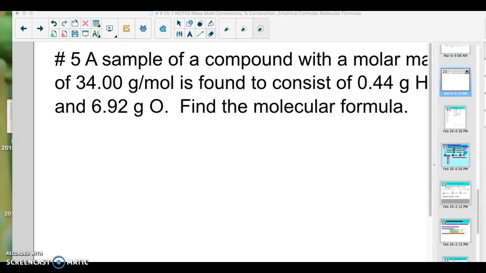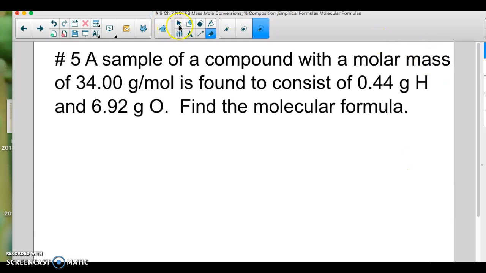Hi, this video is about how to figure out an empirical formula and then figure out a molecular formula from that. This question corresponds to your worksheet called Empirical and Molecular Worksheet, number 5. In the question, they're telling me that I have a compound that has a molar mass of 34. That means that's the real molecular formula of the substance and its molar mass. They're giving me the grams of the elements that are in the compound.